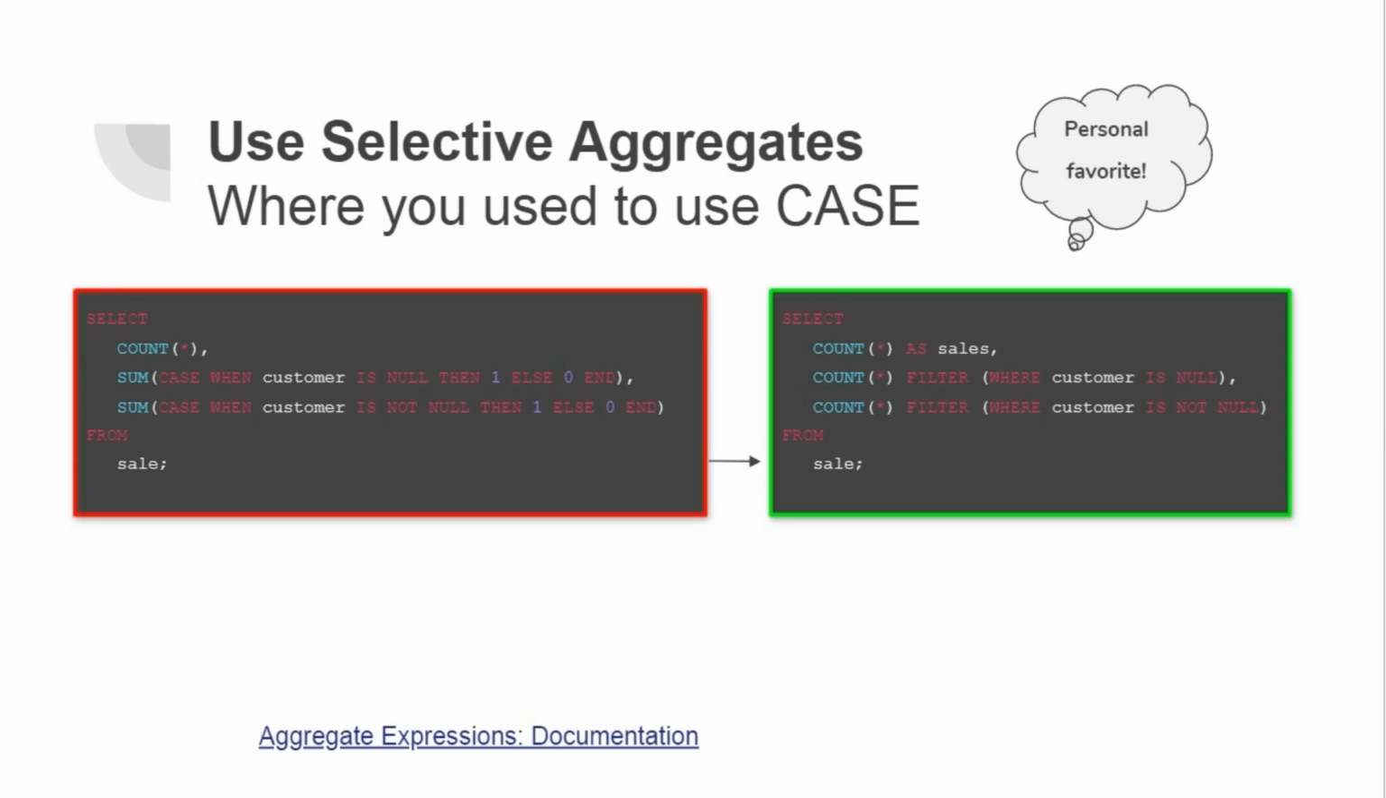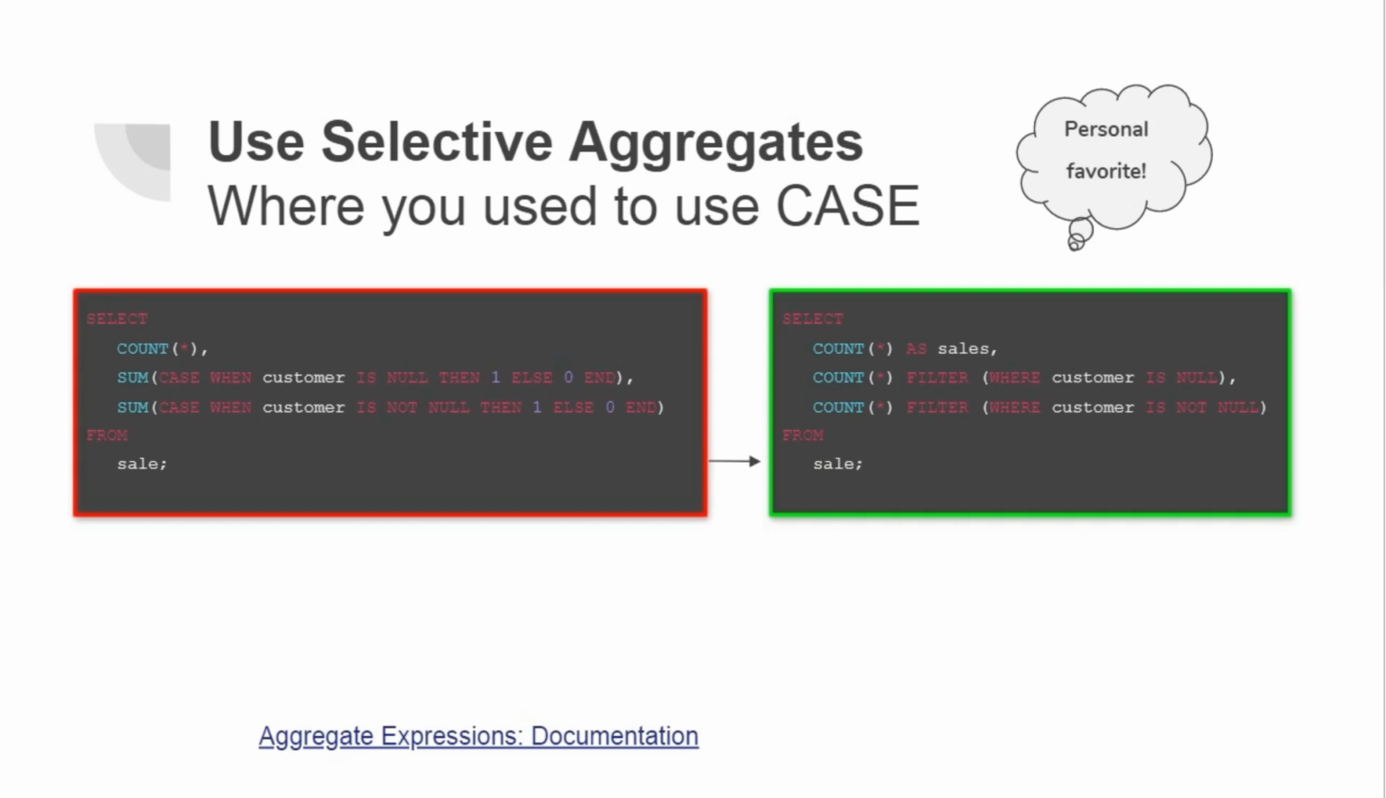This is great for pivot tables. This is great for a lot of things. It's also much, much shorter than writing case statements. So if you look at the left side, we want to count the number of known and unknown customers in our database, right? So on the left, we're using case and sum: case when customer is null, meaning unknown, then one, else zero, okay? And same for known.